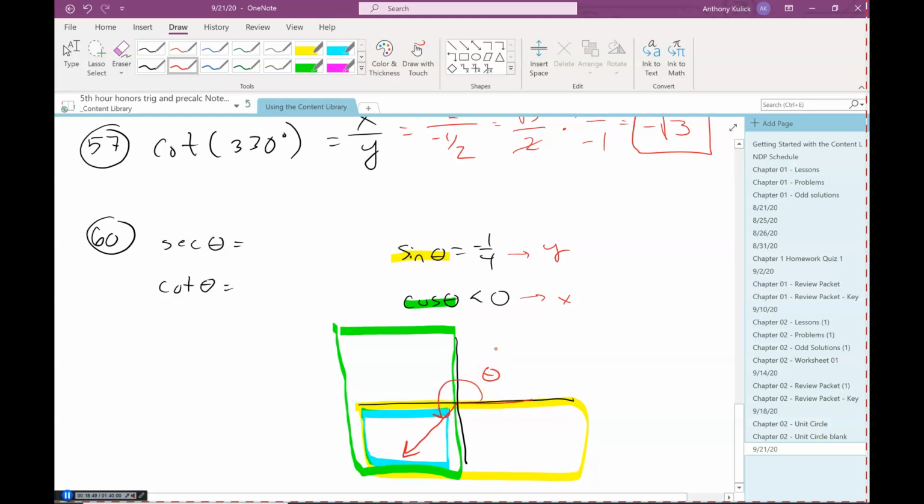So there's my theta. I'm sorry, quadrant 3. Yes, my mistake. I said the wrong word there.